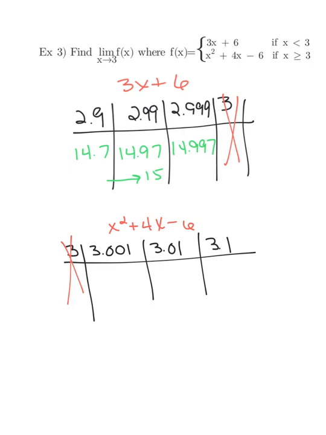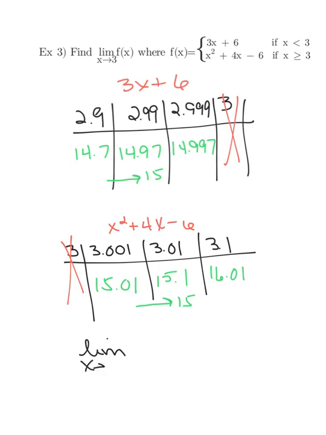So put 3.1 into this function, x squared plus 4x minus 6. If you do that, you should get 16.01. Put 3.01 in. You will get 15.1. Put 3.001 in, you will get 15.01. So what are these numbers getting closer and closer to? They are approaching 15. So what can we say about this function?